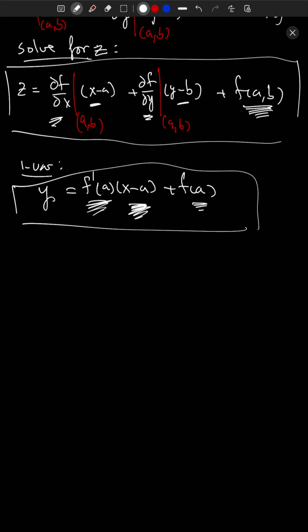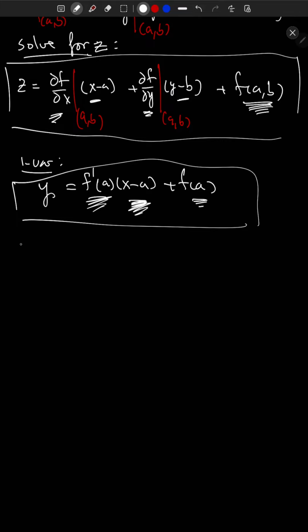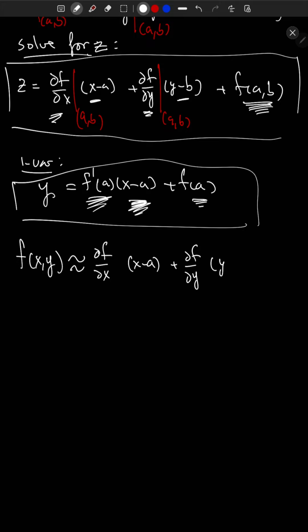Okay, so the way we use this is f of x comma y is often too hard to compute, and so instead we say this is roughly df dx x minus a plus df dy y minus b plus f of ab. All right, and again, this is at ab, this is at ab.